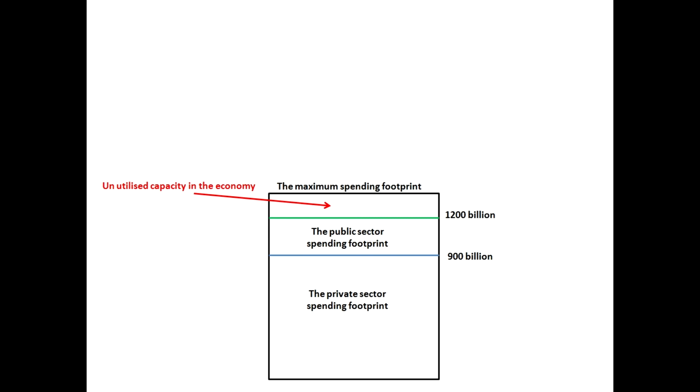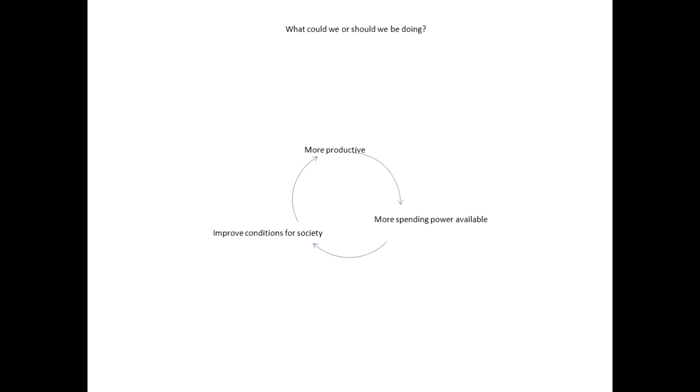The other part, which we're going to talk about now, is productivity increase. If we go down that path, it becomes a bit of a virtuous circle, in that with more productive capacity and more productivity, you then get more of that unutilized capacity in your economy and have more spending power available to you. So I've got a little circular diagram to illustrate this. It starts off with being more productive, and then that means more spending power is available, and then more spending power available means you can improve conditions for society, and then that can lead you to being more productive. I'm going to expand on how that happens now.